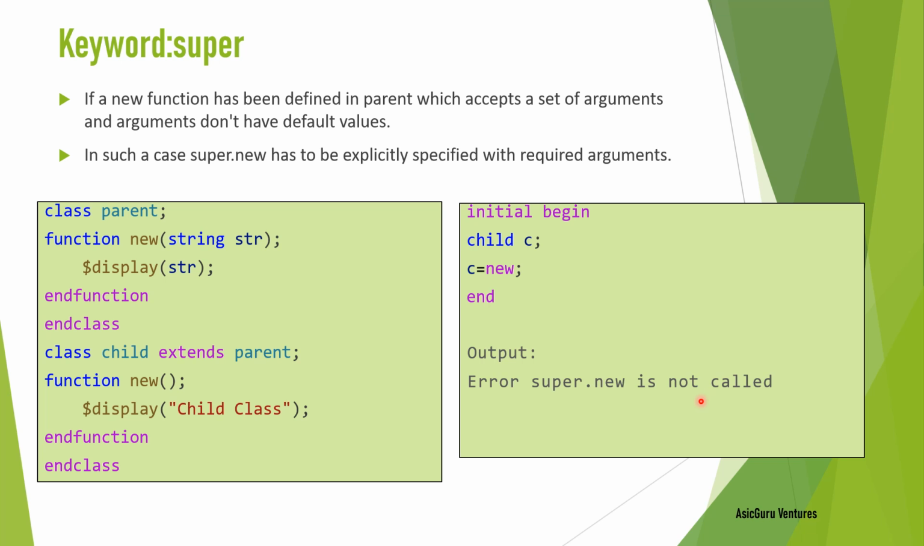So the base class constructor won't be called unless all of its arguments have default values or we call it explicitly with the required number of arguments. So the main point here is if the parent class constructor requires arguments and does not provide any default values, then you must call super.new yourself and you have to pass all the necessary values.